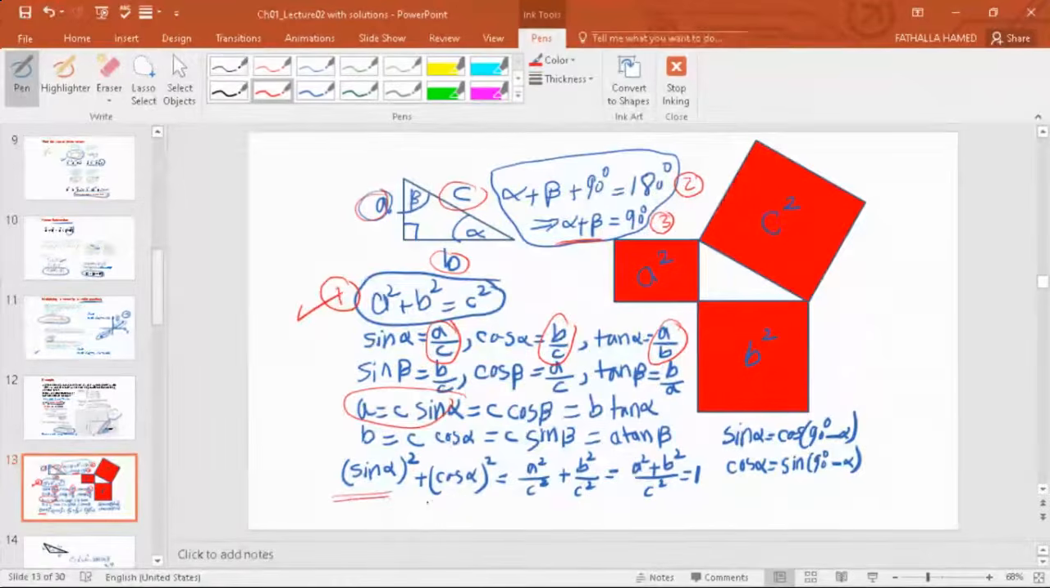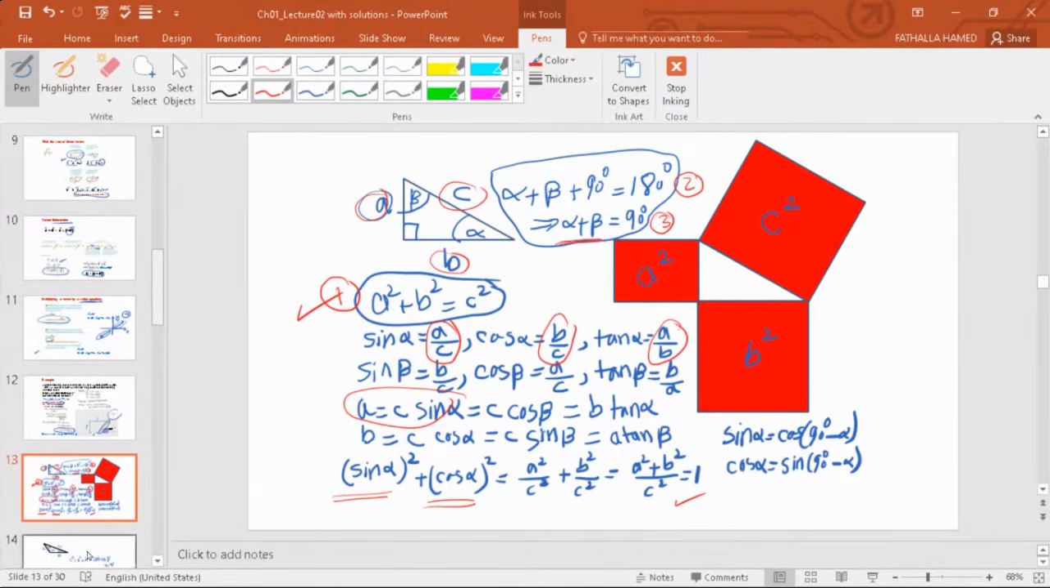Finally, just to remind you of one identity: sine alpha squared plus cosine alpha squared is equal to 1. Sine alpha is equal to A over C, so its square is A squared over C squared. And cosine alpha is equal to B over C, so its square is B squared over C squared. So you're adding A squared plus B squared over C squared. And A squared plus B squared is equal to C squared. And C squared over C squared is equal to 1. And that's basically things that you learned. This is just to remind you of what you did in Pythagoras' law, which is right angle triangles.